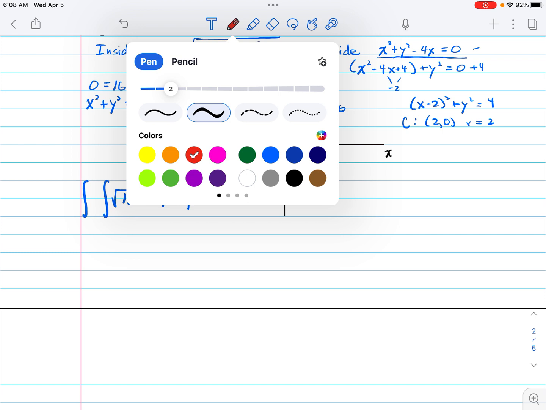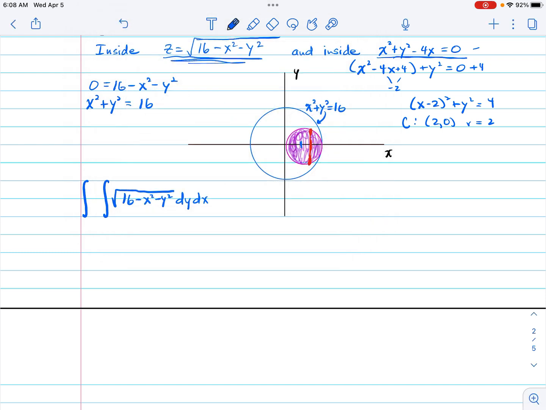So let's see what that looks like. If I were to take this part right here and solve for y, what I get is y squared equals 4x minus x squared. And that means that y equals plus or minus the square root of 4x minus x squared. So we're going to go from negative the square root of 4x minus x squared to positive the square root of 4x minus x squared. And of course, x itself goes from 0 to 4. It goes from right here to right here. Okay? So, there's our integral.